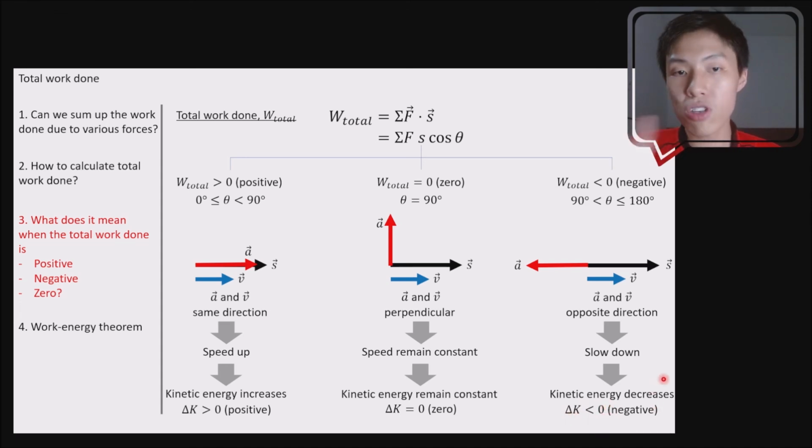Okay, so what I am trying to tell you here is, if your total work done is positive, your change in kinetic energy will be positive. If your total work done is 0, then your change in kinetic energy will be 0. And if your total work done is negative, then your change in kinetic energy will be negative. So this will be very important when we move on in the next video to discuss the work-energy theorem.